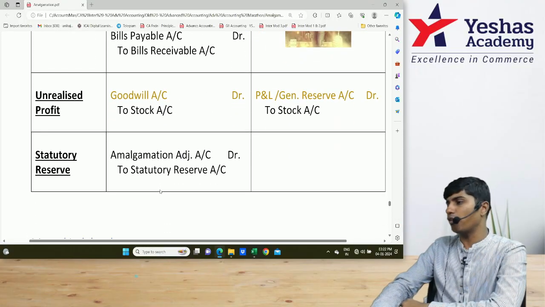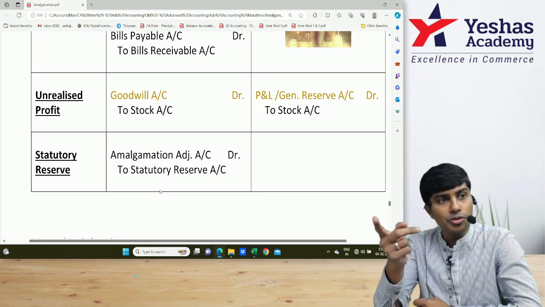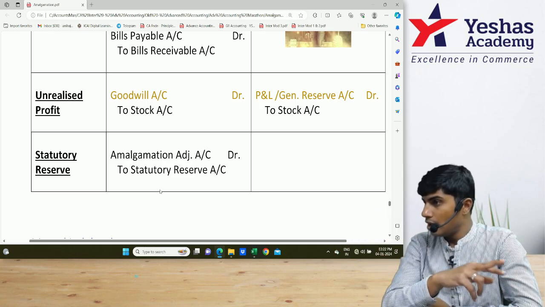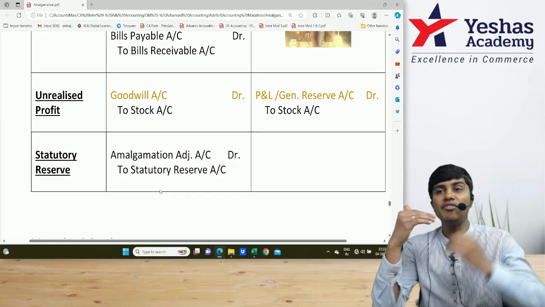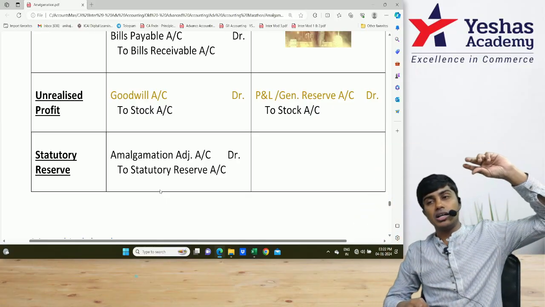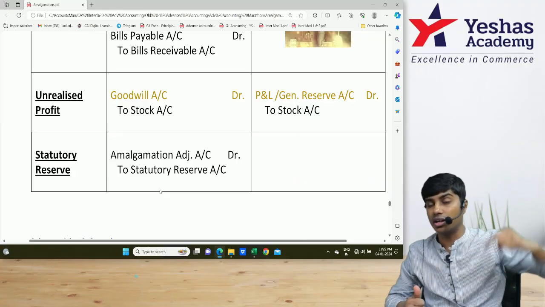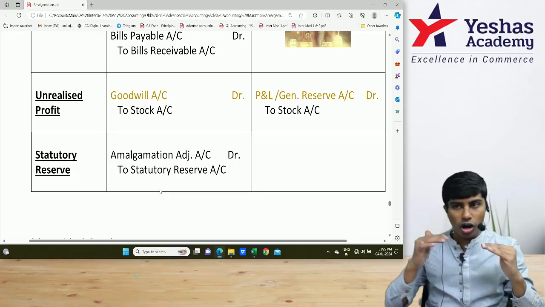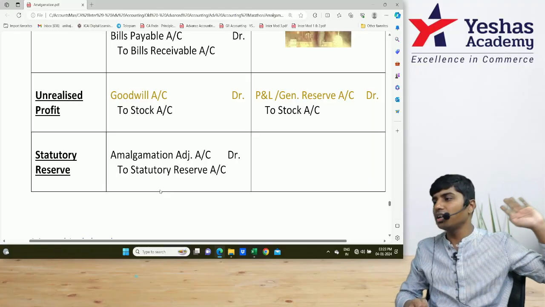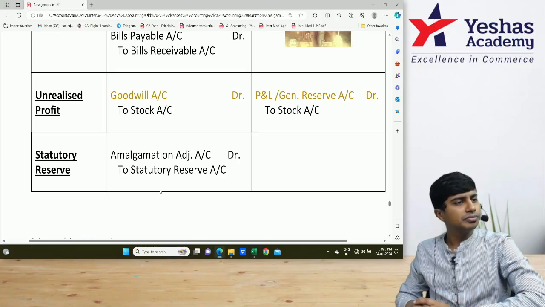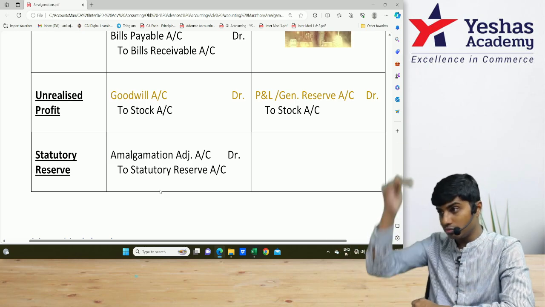U, unrealized profit. Unrealized profit arises because one has sold goods to another. Transferor has sold goods to transferee, or transferee has sold goods to transferor, and these goods have not been sold to outsiders. They have been retained with them. Against this, there is unrealized profit. If it is downward, as in the transferee company has sold it to transferor company, in this case stock will reduce, stock credit. Debit will be out of the profits of transferee. So we'll straight away write general reserve account debit to stock. You can write P&L account, general reserve, or reserves and surplus, whatever is available. If it is downward, there is no difficulty.